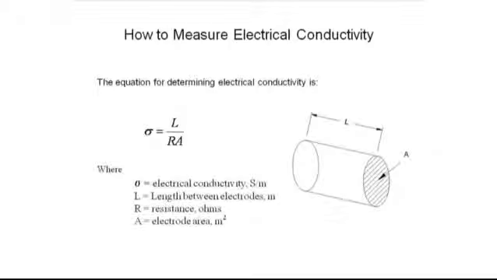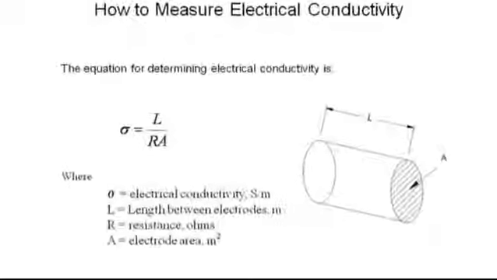This is how we measure electrical conductivity here at Ohio State University. The first thing is to look at the basics. The equation for determining electrical conductivity is sigma equals L over RA.